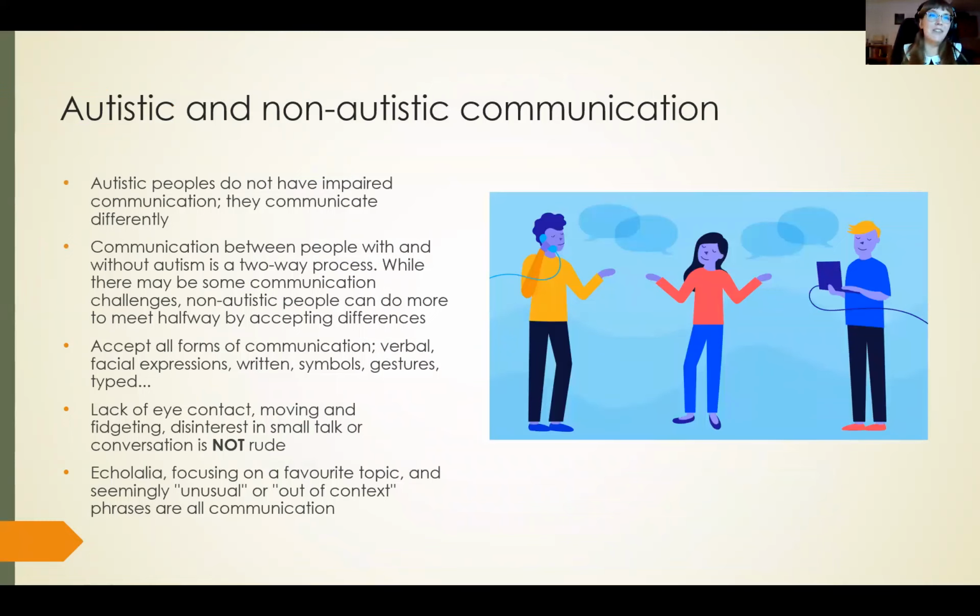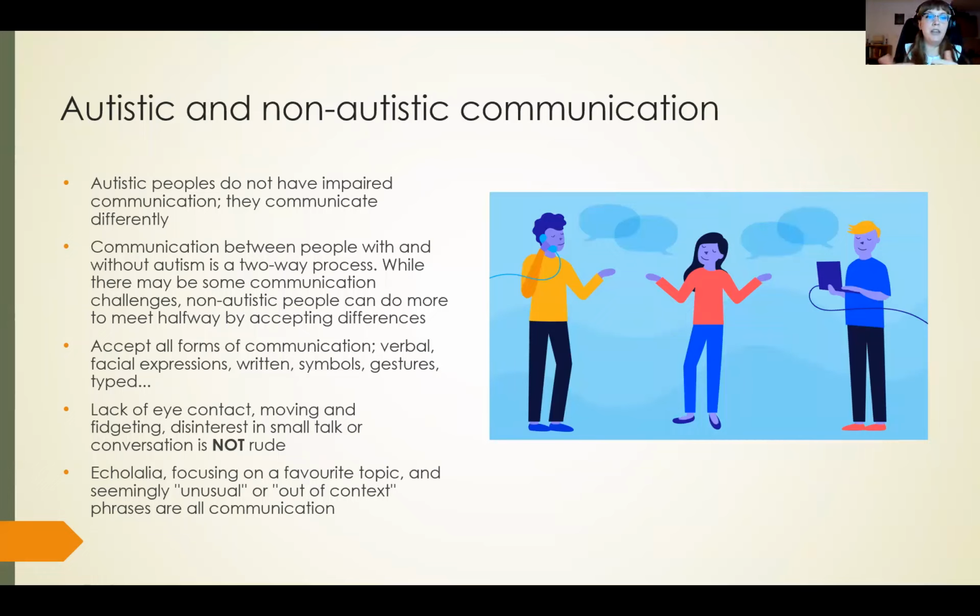There's a lot of different interpretations of what makes a good communicator. And for the purposes of this evening's presentation, I want you to get used to thinking about autistic and non-autistic communication as two separate yet connected entities. Autistic people do not have impaired communication, they actually just communicate differently. The same as if you were in a different country where they did not speak English, you wouldn't say that they were impaired English communicators, you would just accept that they communicate differently.